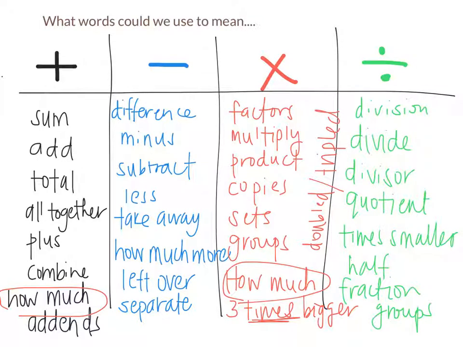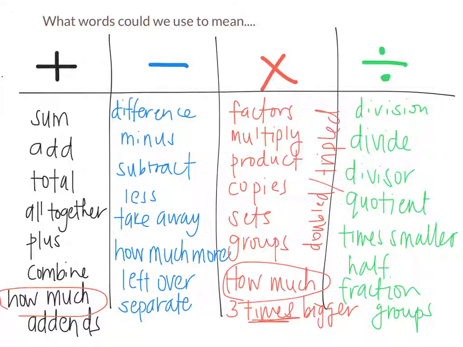So once again, this is not a comprehensive list. There are more words than this that mean to add, subtract, multiply, and divide. But this gives you a good example. And throughout the year, your challenge is whenever you see a different one that's not on the chart yet, you're going to add it to your chart. Okay? Very good. Let's move on.